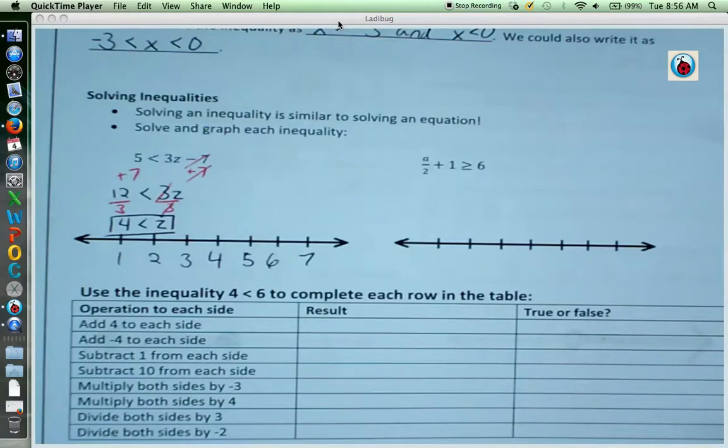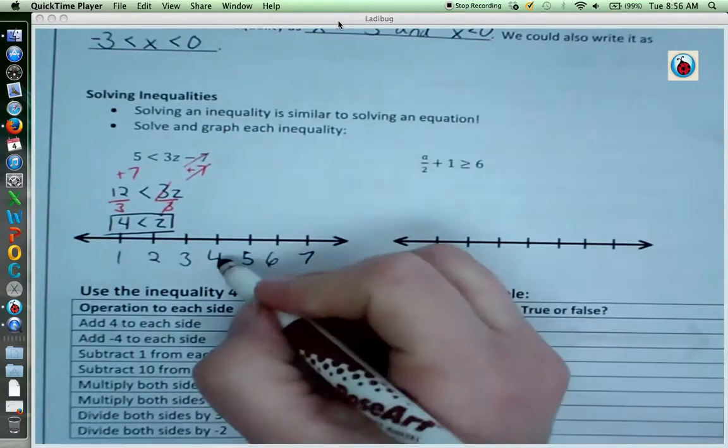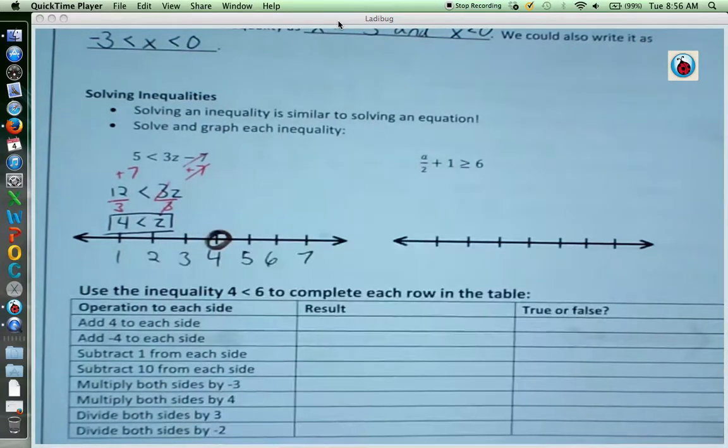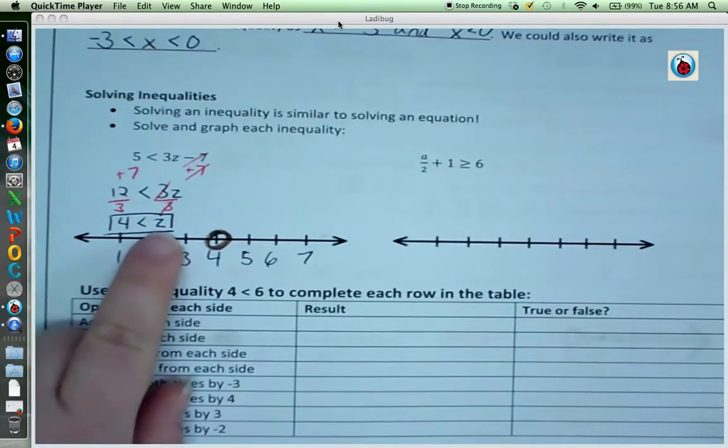I want to think about, do I want to put an open circle or a closed circle on 4? Because there's no "or equal to" part, I'll do an open circle at 4. Now I want to think about what side of 4 to shade on. Well, think about what numbers z could possibly be in this inequality.